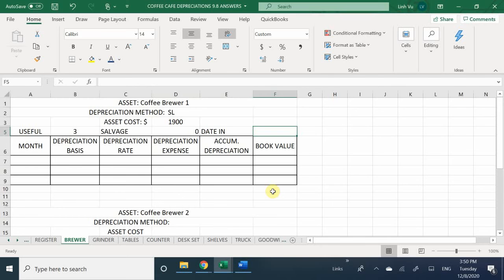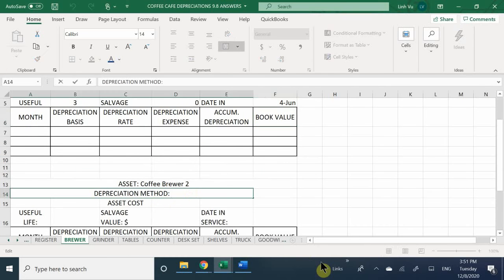When you buy your assets, what's your first thought when you open up a brand new item? That it's ready to go, you're going to start it right then and there. Well, first you're going to test if it works. Yes. In this case, all you have to do is plug it into a wall. So the day that you purchased it is the day that you placed it into service, June 4th. Now let's fill out the second one for coffee brewer number 2 as well.